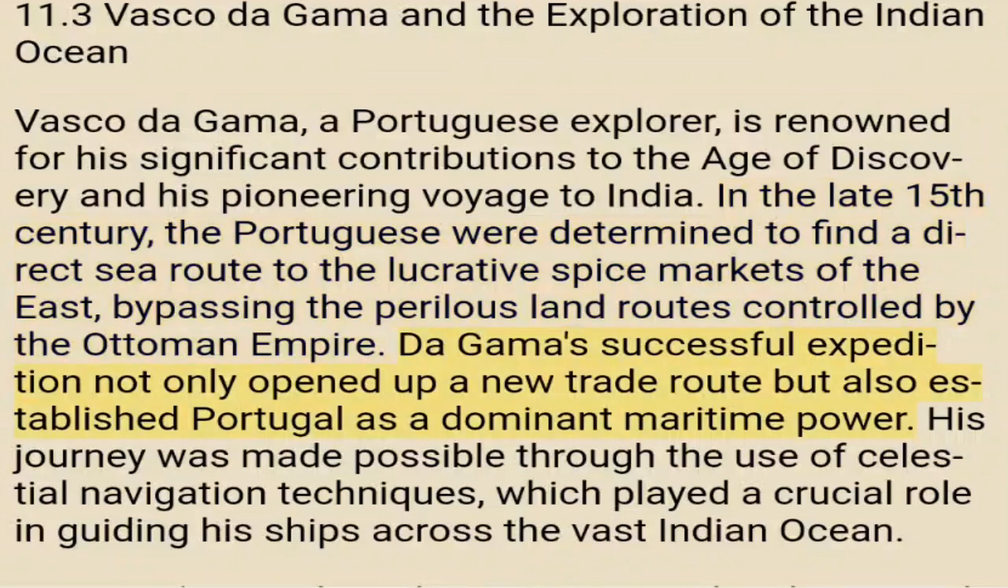Da Gama's successful expedition not only opened up a new trade route but also established Portugal as a dominant maritime power. His journey was made possible through the use of celestial navigation techniques, which played a crucial role in guiding his ships across the vast Indian Ocean.